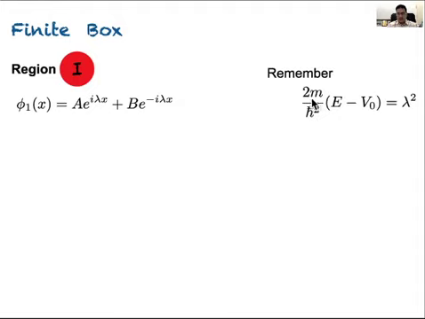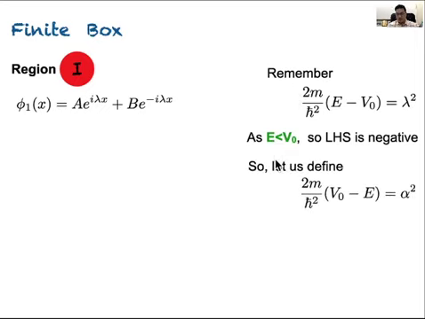Now remember, the definition of lambda square was 2m over h cross squared times E minus V naught. As I said, E is smaller than V naught, so this quantity is negative. So now we can redefine this quantity as alpha square, where this quantity now is positive. So now we know the relation between lambda and alpha: lambda is equal to plus minus i alpha. You can clearly see that this is the relation, because this is negative and this is a positive quantity, and when we substitute, this will come out to be here.